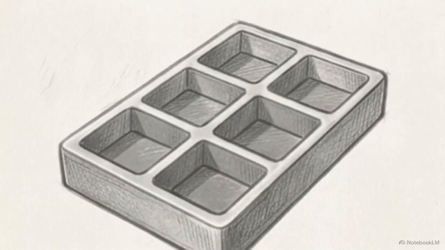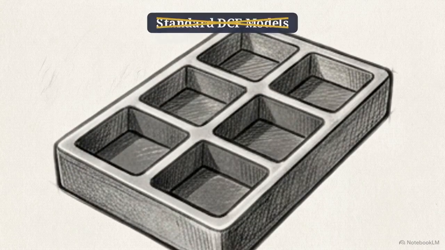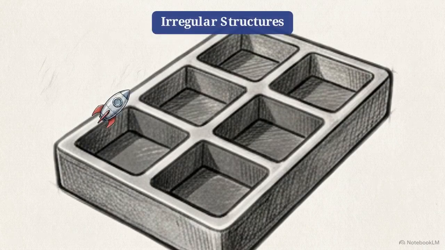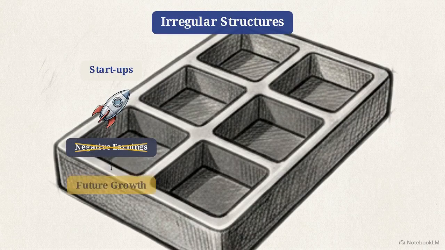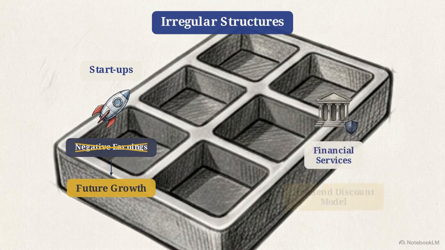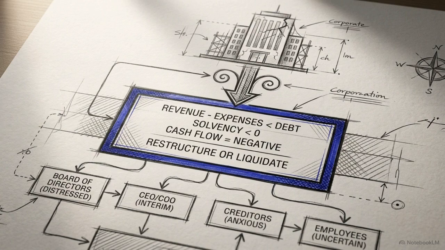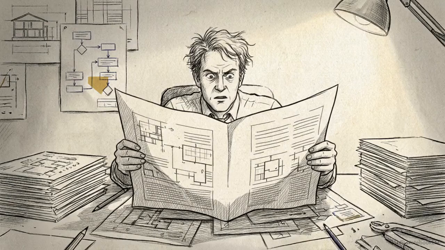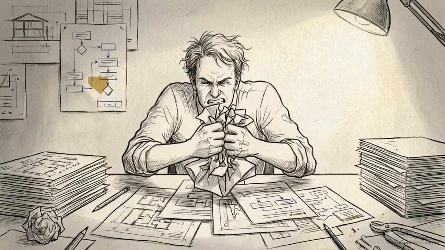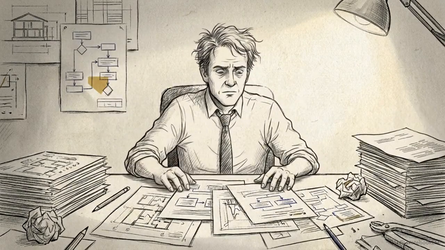This matrix maps out how standard DCF models break down when applied to businesses with irregular structures. For startups with negative earnings, the analysis must shift entirely to estimating future growth potential. Meanwhile, financial services require dividend discount models because regulatory constraints make defining debt and reinvestment highly unreliable. For heavily distressed companies, standard cash flow models fail completely, so equity must be evaluated as a contingent claim, acting as a call option on underlying assets.